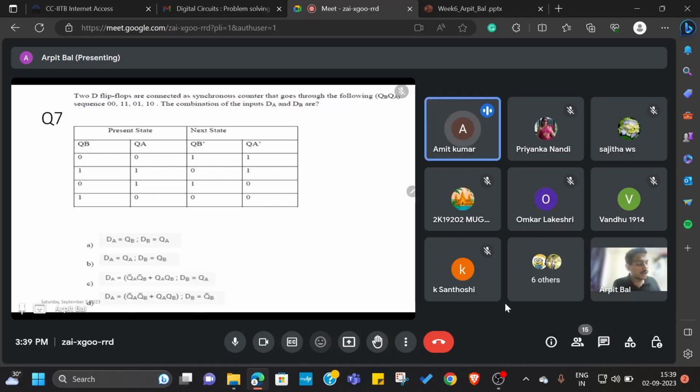Okay, so let me explain this question once. What this question is saying is that the output QB QA is going through the following sequence: 0 0, 1 1, 0 1, 1 0.